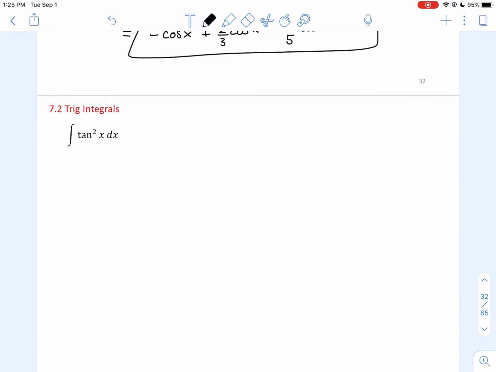Tangent squared. I'm going to use the Pythagorean identity for tangent squared. Tangent squared is equal to secant squared of x minus 1. It turns out this is very useful because the antiderivative of secant squared is one that we should recognize right away as tangent, because the derivative of tangent is secant squared. And then the antiderivative of that negative 1 is going to give us negative x, and we're done.